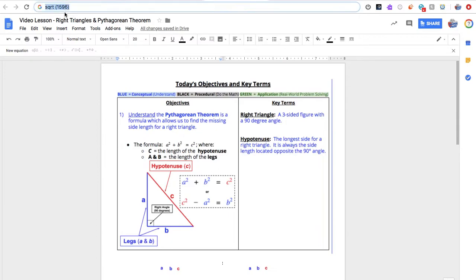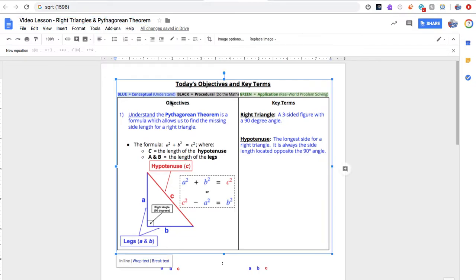Welcome. In this video, we're going to continue to discuss right triangles and how we can use the Pythagorean theorem to find missing side lengths. Our first objective today remains understanding that the Pythagorean theorem is just a formula or an equation that allows us to find a missing side length for a right triangle if we know the other two sides. The formula is a squared plus b squared equals c squared.